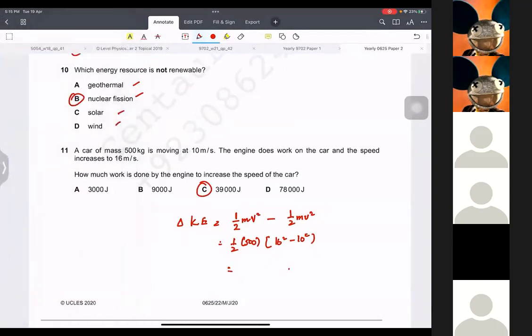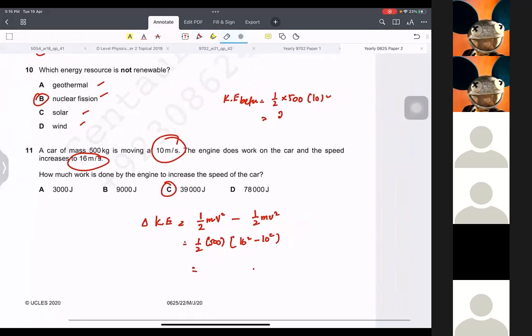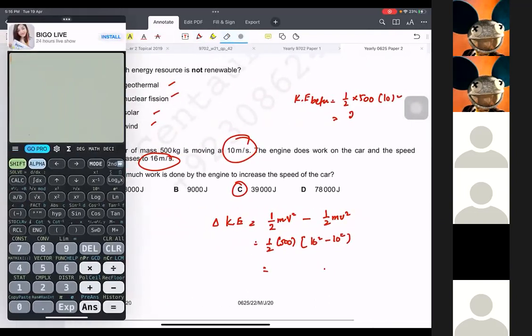Is it clear, everybody, how I did this? Can you explain this again? Yes. It's saying there's work being done by the engine and the speed increases by this. So it means work is done in favor of getting kinetic energy, right? Kinetic energy for doing work was equivalent to half times m and 10 squared. So that was 250 times 100. Let me do it step by step. 250 times 100 is 25,000, right?